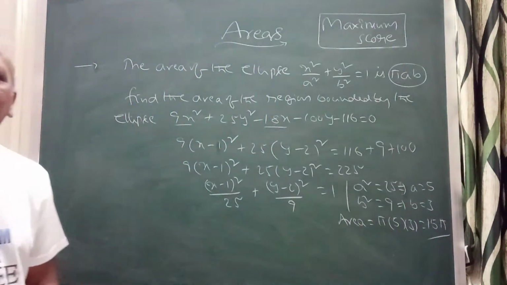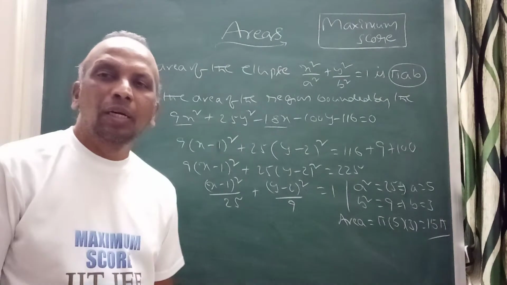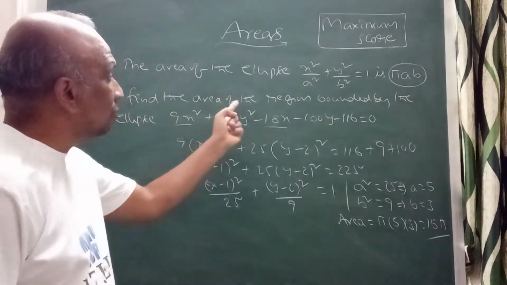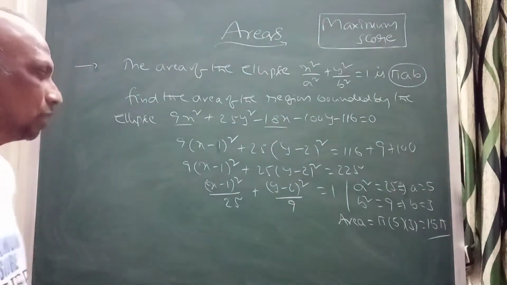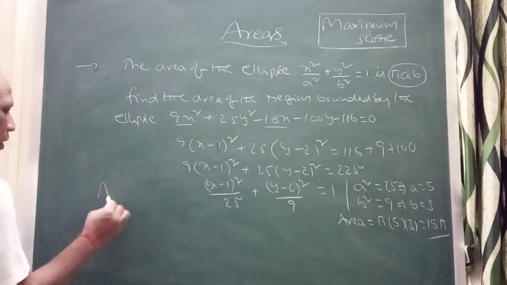Sometimes they will give this only and ask to find the area of the auxiliary circle of the ellipse. Suppose they ask for the area of the auxiliary circle.